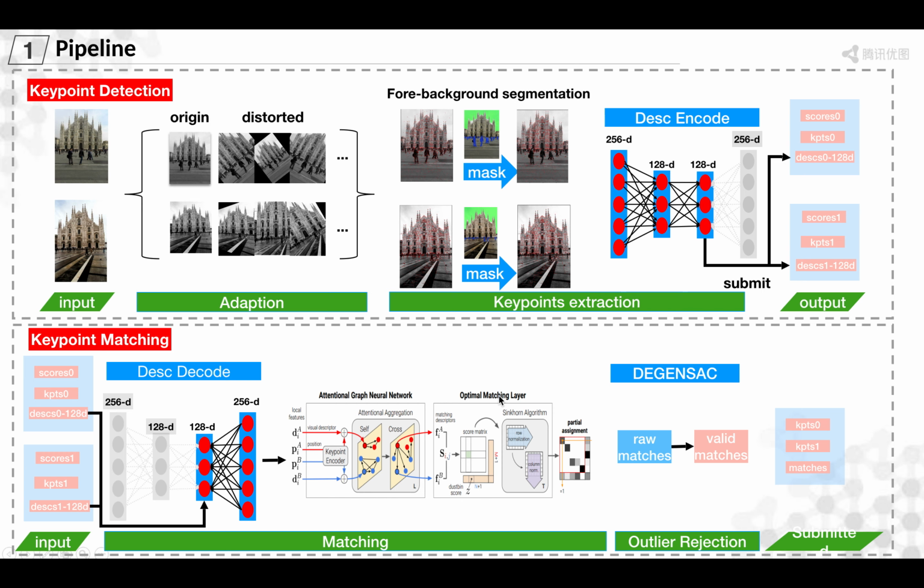To adapt to the submission format, we use an AutoEncoder model to encode the feature dimension from 256 dimensions to 128 dimensions. During the matching period, the decoded descriptors are fed into the fine-tuned SuperGlue to obtain the matched pairs. Finally, the descriptor is used to reject the outlier matches.